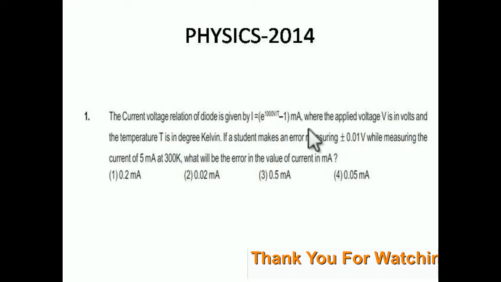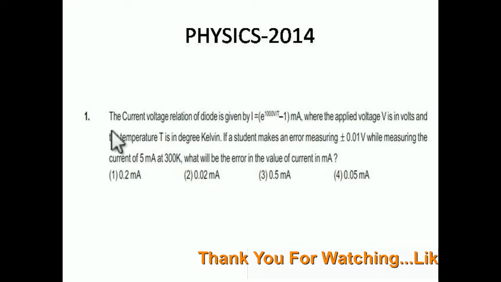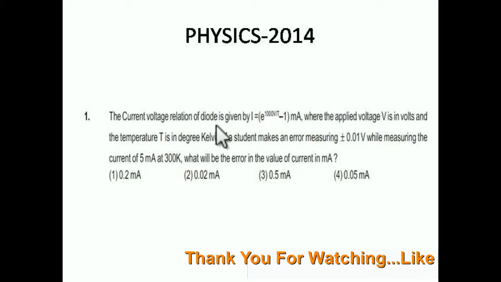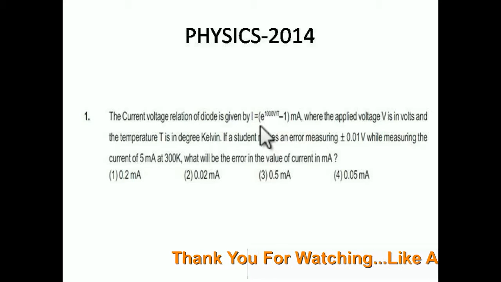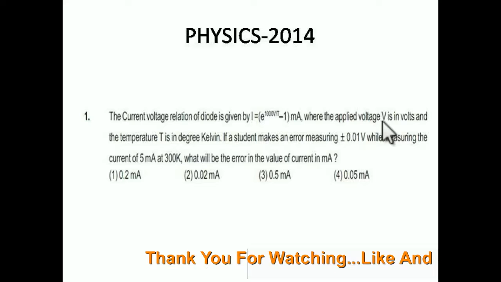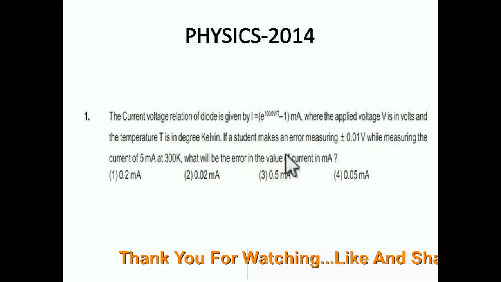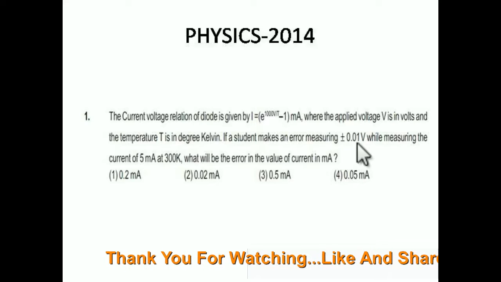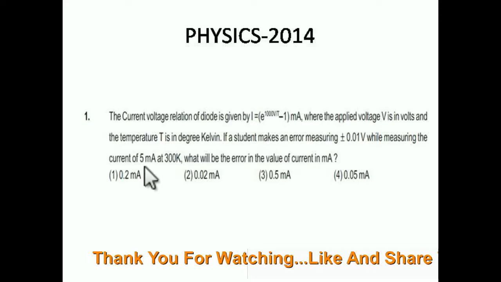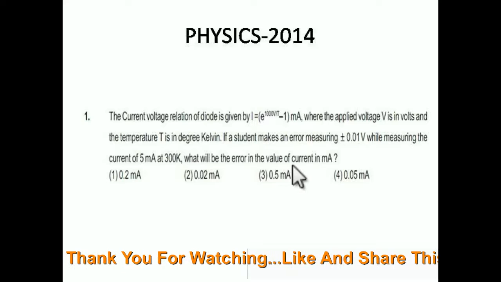This question is very simple, and this is for the basics of error and error measuring. So what's the question? This question was asked in JEE Physics 2014. The current voltage relation of a diode is given by I is equal to e raised to 1000 V by T minus 1 milliampere, where the applied voltage V is in volts and the temperature T is in degree Kelvin. If a student makes an error of plus or minus 0.01 volt while measuring the current of 5 milliampere at 300 Kelvin, what will be the error in the value of current in milliampere?